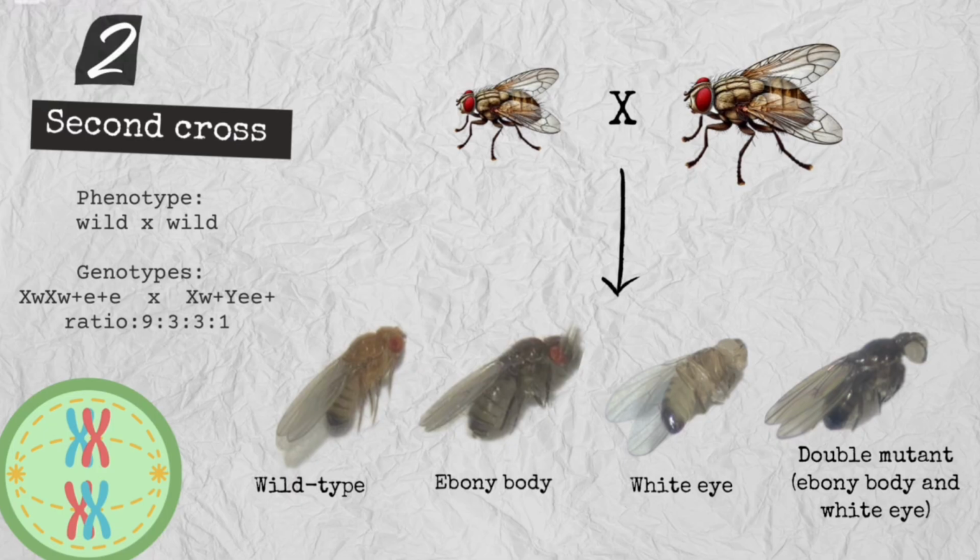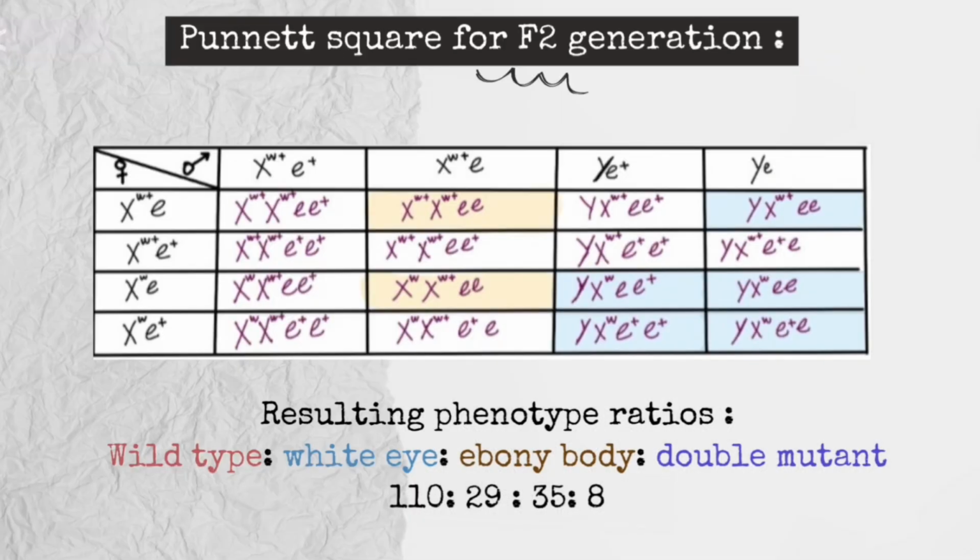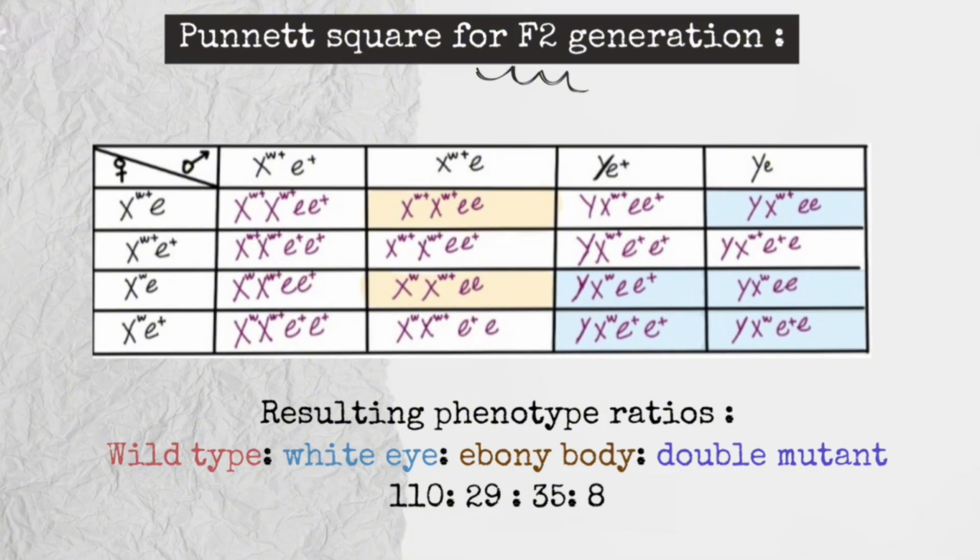Second cross between wild-type male and wild-type female from the first generation. We predict a 9:3:3:1 phenotypic ratio: 9 wild-type, 3 ebony-body, 3 white-eye, and 1 double mutant. The phenotypes we get: wild-type, ebony-body, white-eye, and double mutant with ebony-body and white-eye. The Punnett square for the second generation, resulting phenotype and ratio: 110 wild-type, 29 white-eye, 35 ebony-body, and 8 double mutant Drosophila. Let's now observe our data.